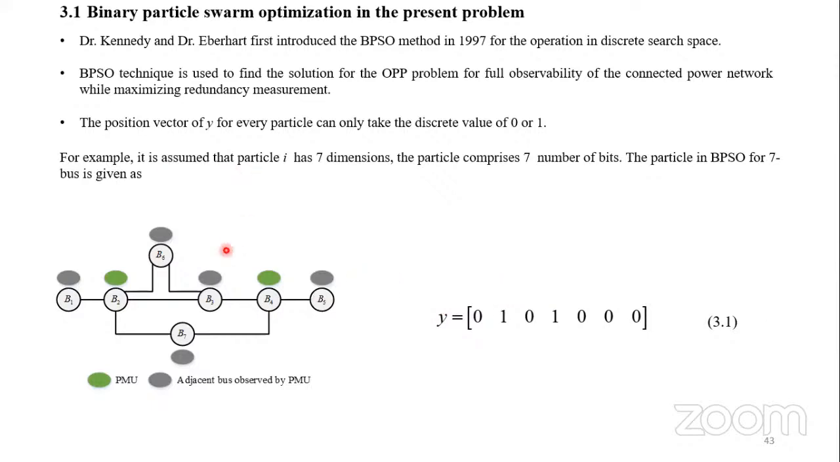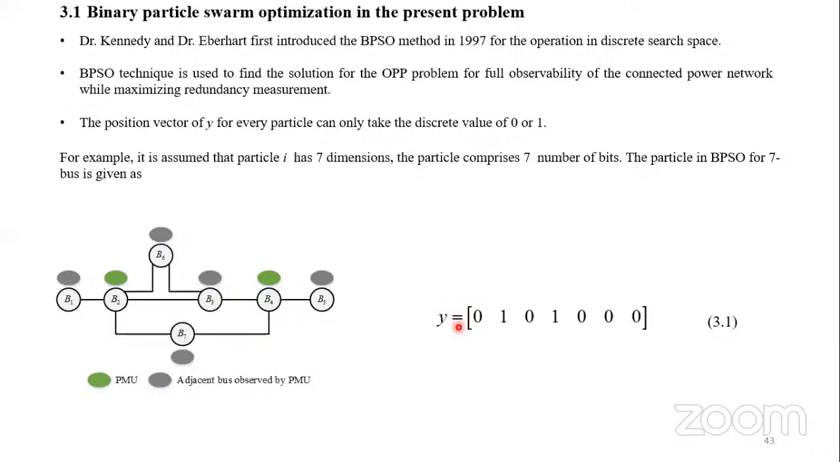So it means that here the dimension of the particle is 7. Because if you are taking a 7-bus system, the dimension of the particle is 7 here, and it will comprise 7 bits. If you increase the system, your particle depends upon the size of the system. Suppose you're using a 14-bus system, the particle size is 14. If you are increasing to a 30-bus system, your particle size is 30. So like that, and so on and so forth.